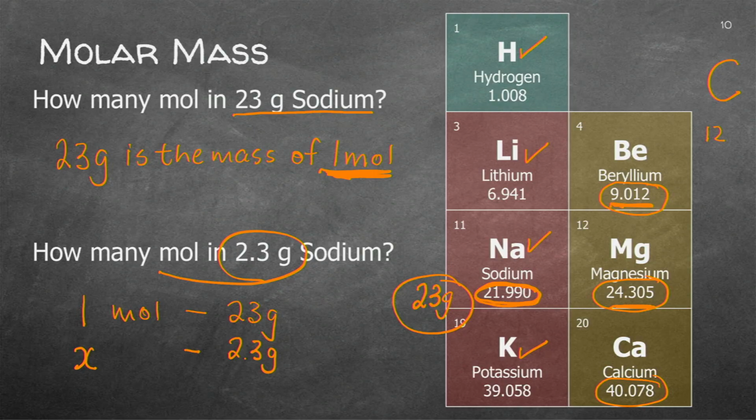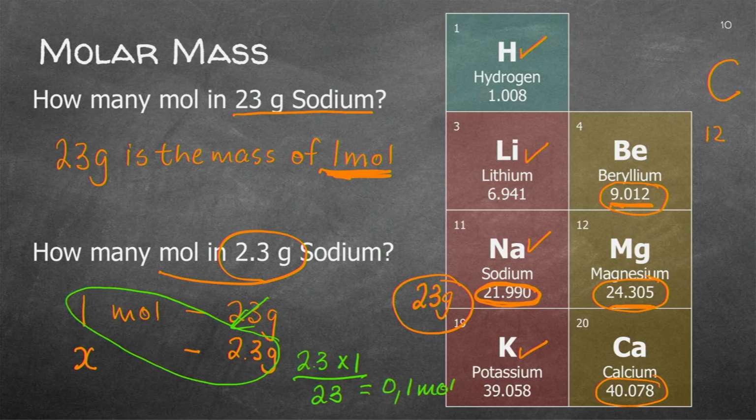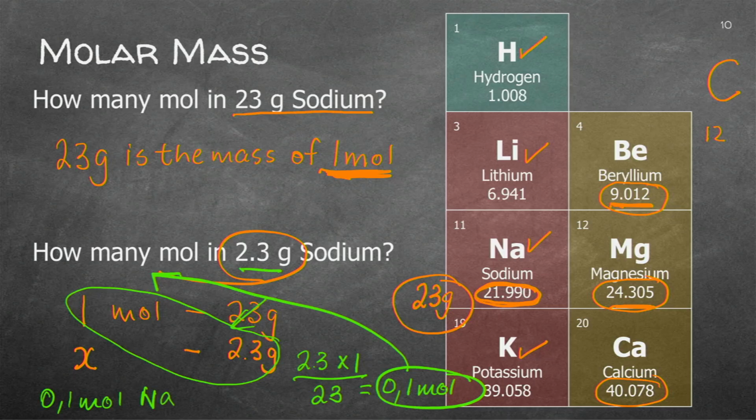What did we do when we did that calculation? We multiplied them with each other. So it's 2.3 times 1 over 23. And you now get a number of 0.1 mole. So are we answering the question? What's the number of moles in 2.3 grams of sodium? 0.1 mole of sodium. Always write down the element that you are working with.